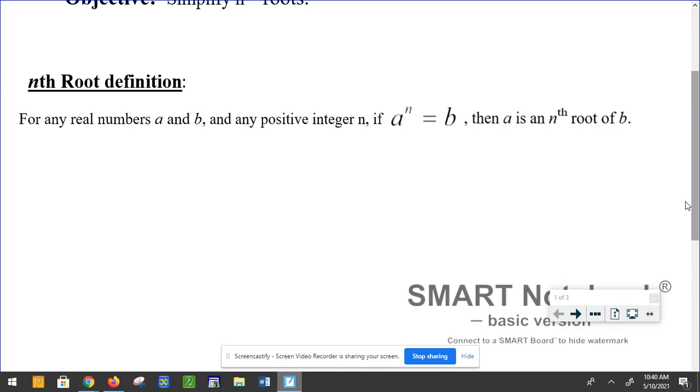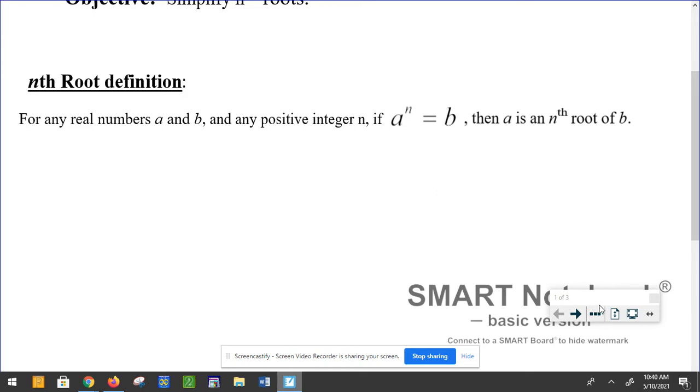So, nth root definition. For any real numbers a and b and any positive integer n, if a raised to the power of n equals b, then a is an nth root of b. What that means is it goes both ways. The n is how many times you multiply a by itself to get b, right?